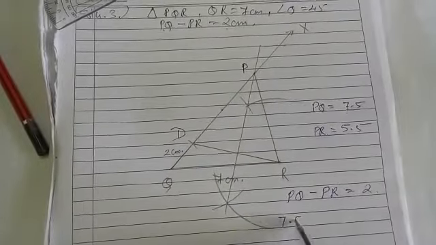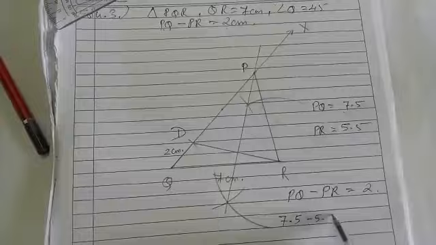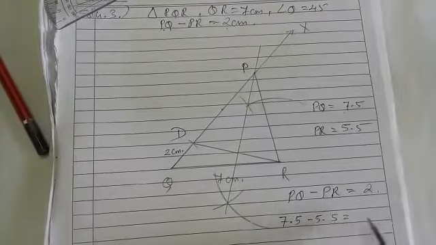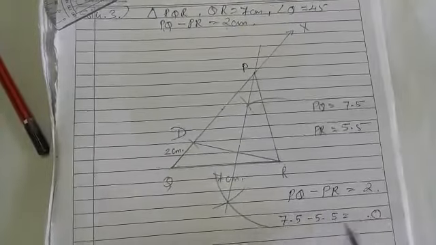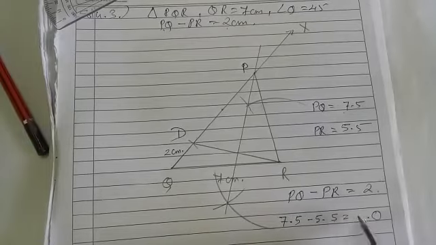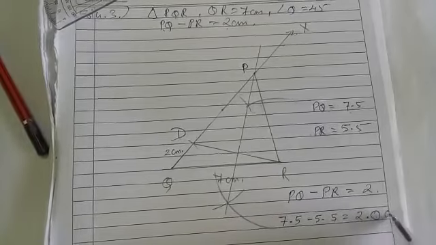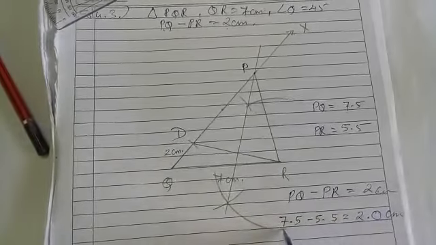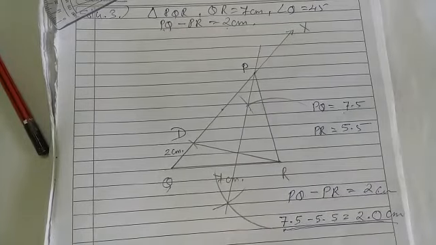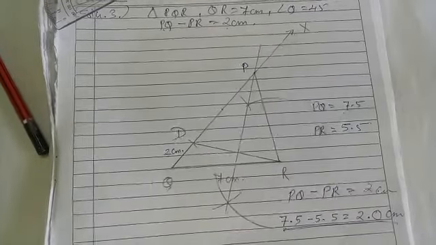That means 7.5 minus 5.5. 5 minus 5, 0. Decimal. 7 minus 5, 2. 2.0 centimeter. That means it is correct. Is it clear? See the construction.